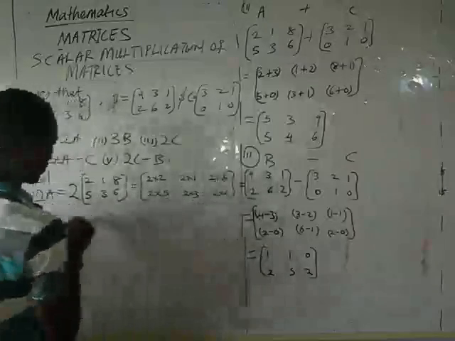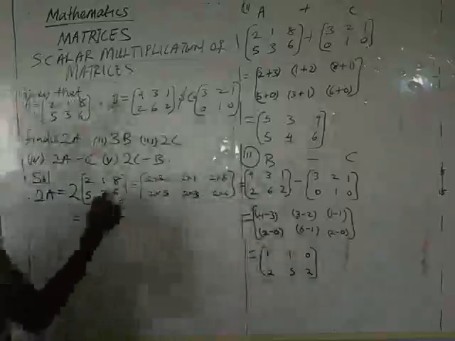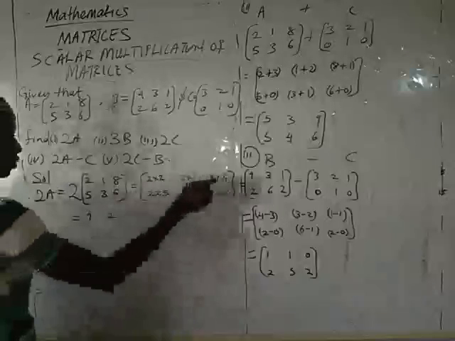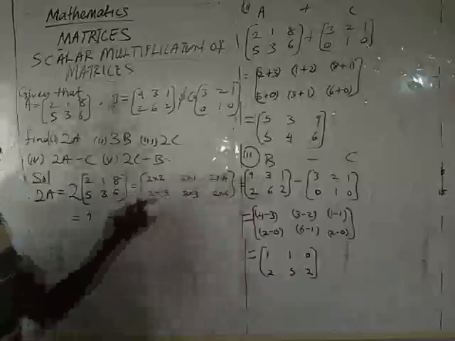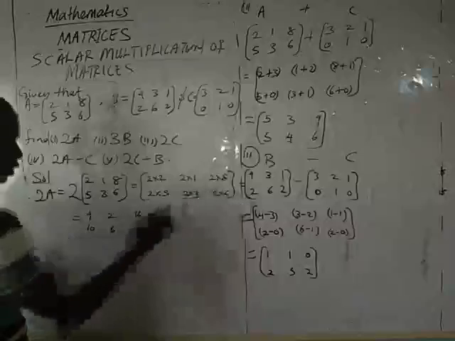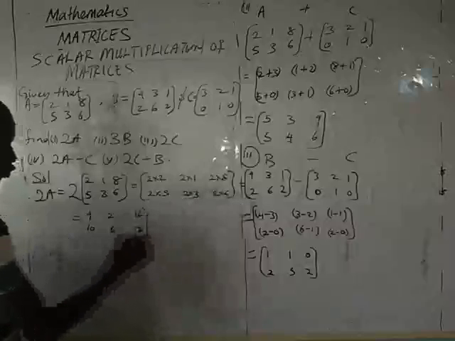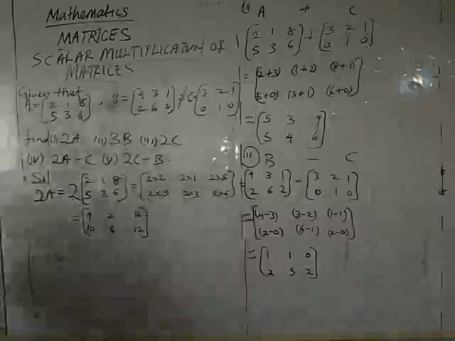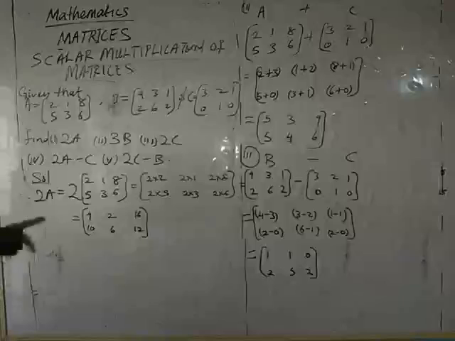So in that sense, I will eventually have 2 times 2, 4, 2 times 1, 2, 2 times 8, 16, 2 times 5, 10, 2 times 3, 6, 2 times 6, we have 12. So in that sense, I'll be having my 2A as 4, 2, 16, 10, 6, 12 in that matrix.